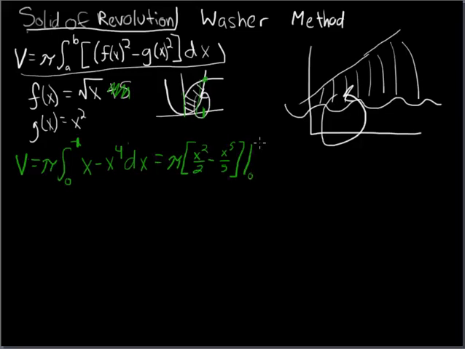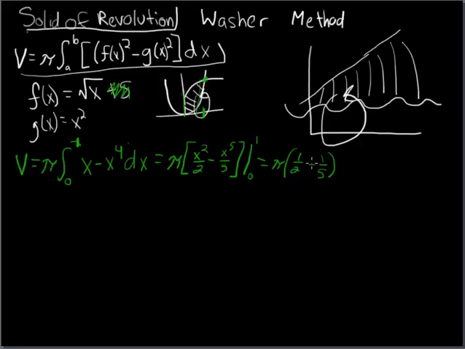Since it's 1, 1 squared is 1, over 2 is 1/2. Let's keep the pi in there, don't want to forget that. So we'll go 1/2 minus 1/5, because 1 to the 5th power is still 1. 1 to any power is still 1. And we don't have to do 0 because 0 squared over 2, we already know that's 0, and 0 to the 5th power is already 0. So we'll just keep it like this.